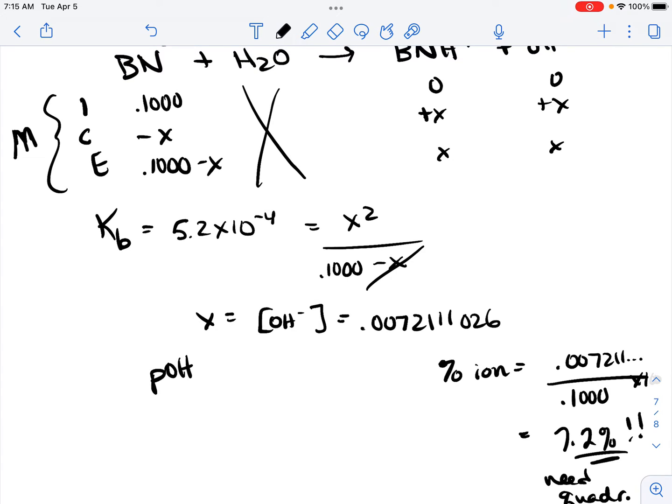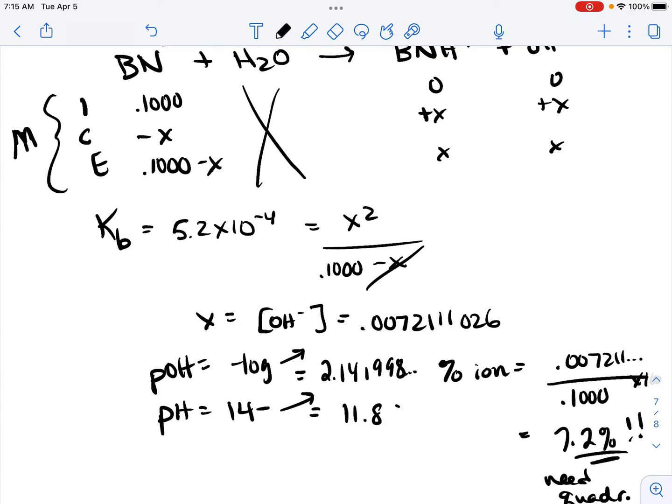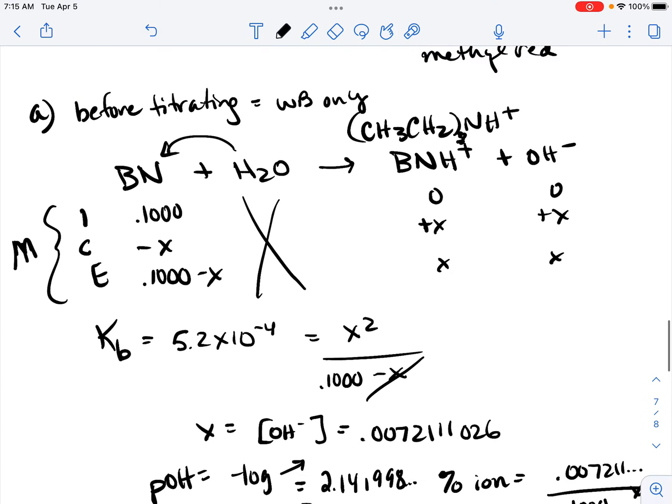So we're going to do pOH is the negative log of OH minus, and that gives me 2.141998, a bunch of numbers. pH then is 14 minus the pOH, which is 11.85800, more numbers. And I have two significant figures using Kb, so this would be 11.86 as a starting pH before I begin. So this is before I add any strong acid to my weak base.